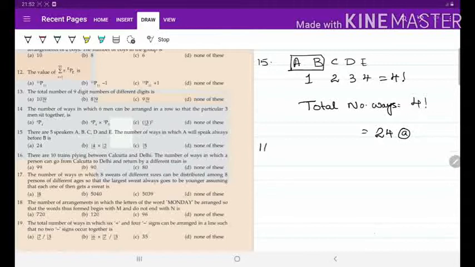Let's now discuss question number 16. There are 10 trains plying between Calcutta and Delhi. The number of ways in which a person can go from Calcutta to Delhi and return by a different train is. So from Calcutta to Delhi we have 10 trains, that is 10 options. But while returning, he returns by a different train. That means he has only 9 trains to return from Delhi to Calcutta, that means only 9 options.